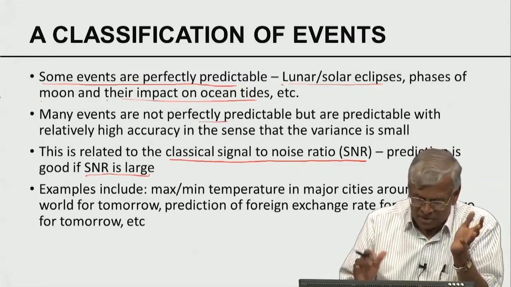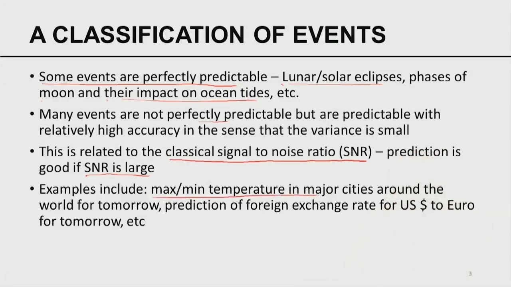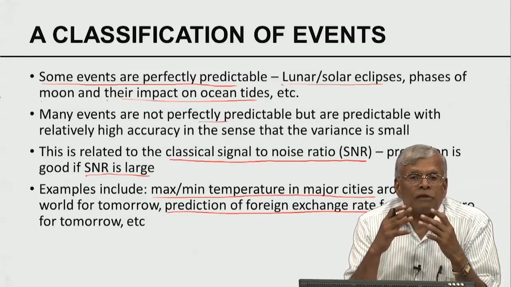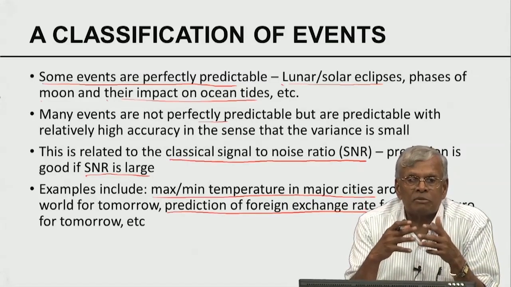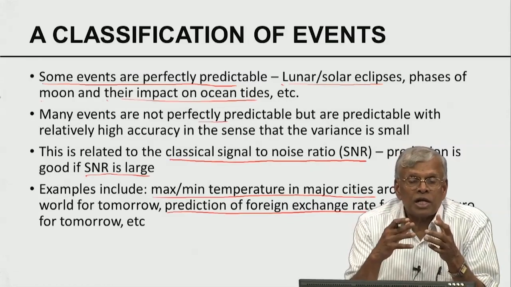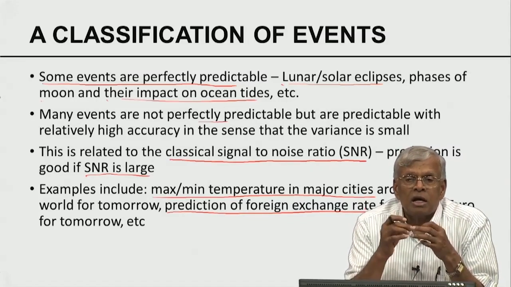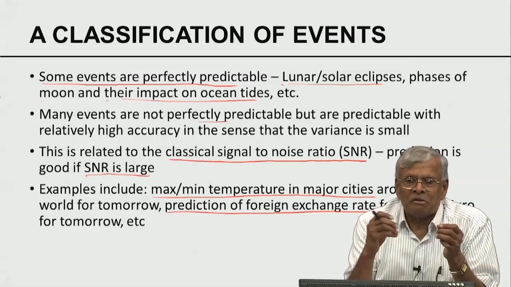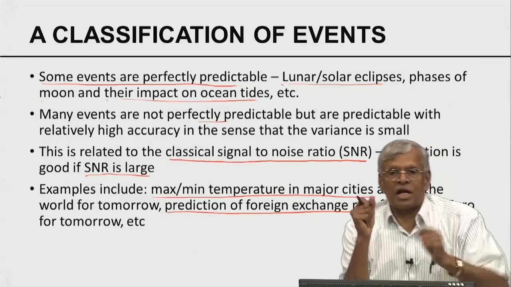So what are the examples of normal events and other events? The maximum and minimum temperature in major cities around the world tomorrow. The prediction of foreign exchange rate from US dollar to euro, for example. Because for the conduct of the economy, I need to know the foreign exchange rate every day. Foreign exchange rate is a random process, and that depends on several factors affecting different currencies in different parts of the world and different economic conditions. So there are very good empirical mathematical models that have been developed to be able to predict the foreign exchange. A slight increase or decrease in rate means enormous economic implications when you buy and sell. So these are some of the normal events: maximum temperature, minimum temperature, a prediction of foreign exchange and so on and so forth.